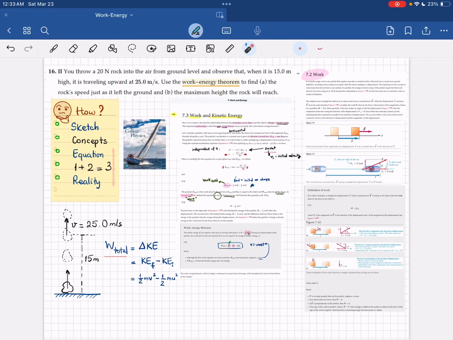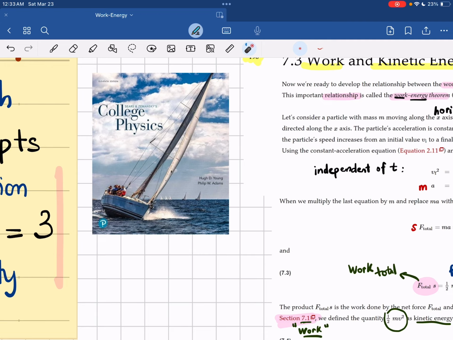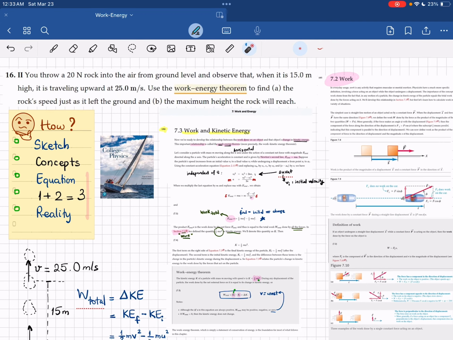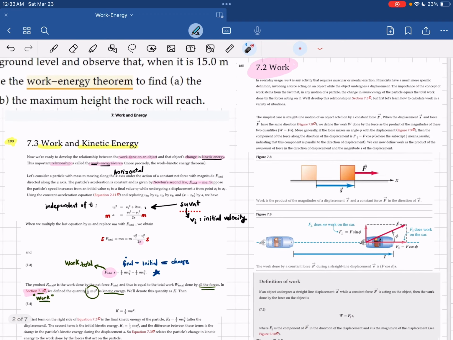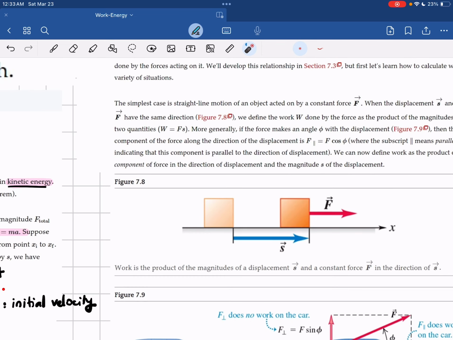So I guess if you need me to read along with you about the work, just have a short review of work in the textbook College Physics by Hugh Young and Philip Adams, then I'm happy to work with you, okay? So let's read this part again to review how to calculate work and work in the physics sense. Let me zoom it in a little bit.